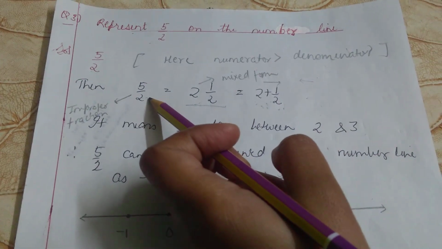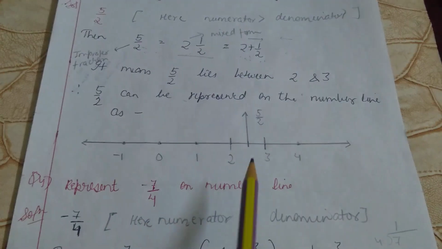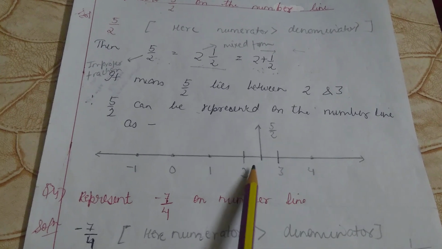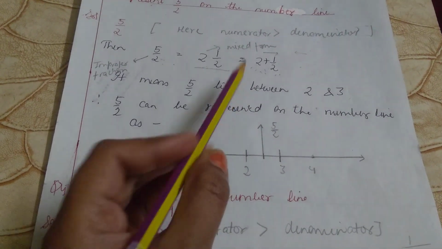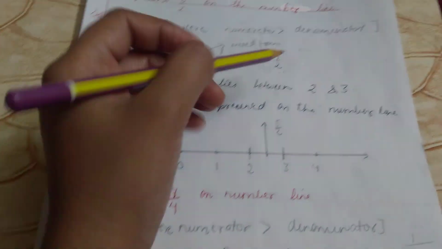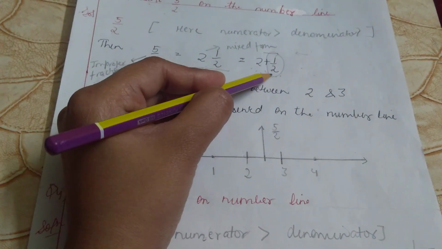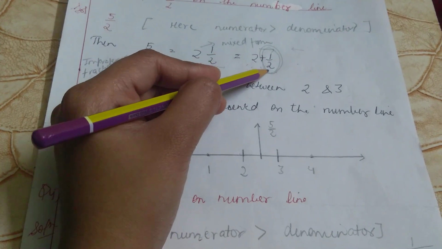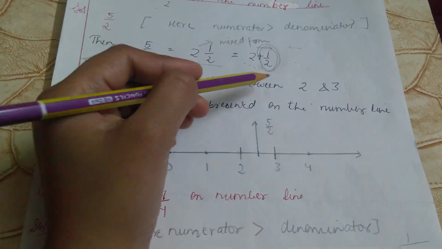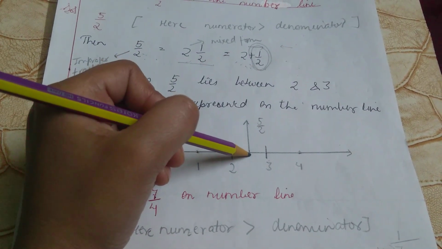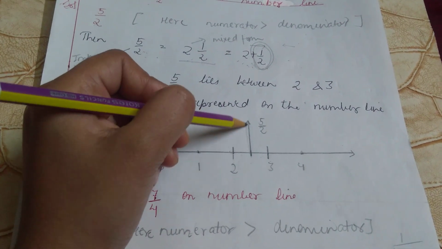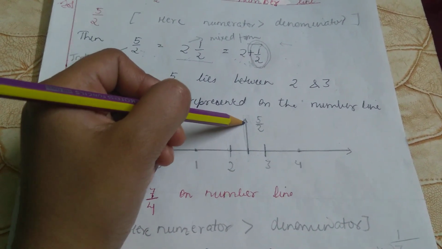Now we have to represent 5 by 2 on the number line. Now we will take the interval 2 and 3. 2 and 3, it means 2 is there. It means this 5 by 2 is greater than 2. Now we have to see this proper fraction, 1 by 2 is there. It means we have to divide this interval between 2 and 3 into 2 equal parts. So one small line we will draw. It is divided into 2 equal parts. This is 5 by 2. It means it is 2 whole 1 by 2.